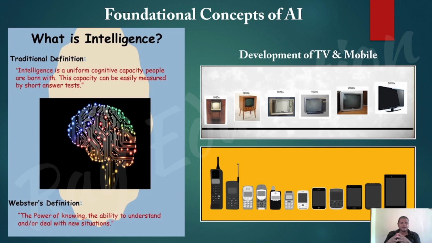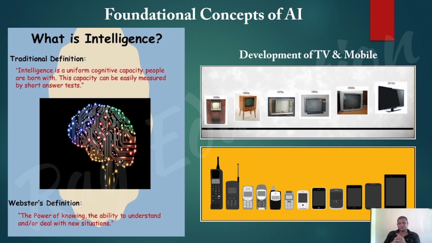What is intelligence according to Webster's definition? The power of knowing, the ability to understand and or deal with new situations. Yes, whatever new situations arise, we respond according to that situation. For example, while we are going on a bike, if there is any emergency, we suddenly apply our brakes. So this is one type of general intelligence. All these things come under our human intelligence only.